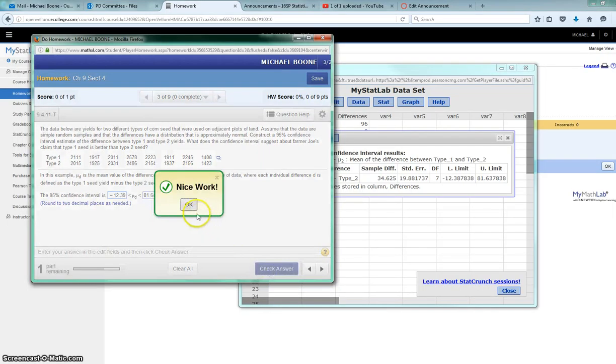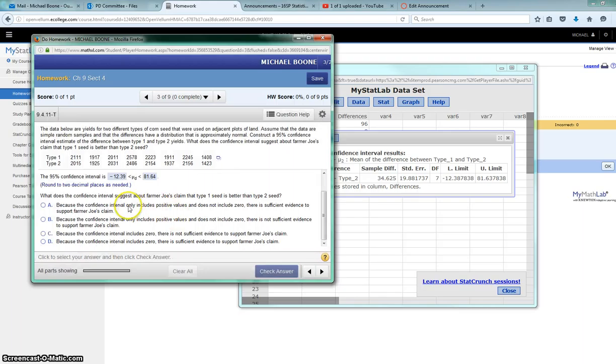And so again, what does this 95% confidence interval mean? Again, the differences between the two. Because of confidence, what does it suggest about Farmer Joe's claim that type 1 seed is better than type 2? It would need to only include positive values and not include 0. That's not the case here. I have 0 in the mix. Since it includes 0, there is not sufficient evidence to support Farmer Joe's claim.